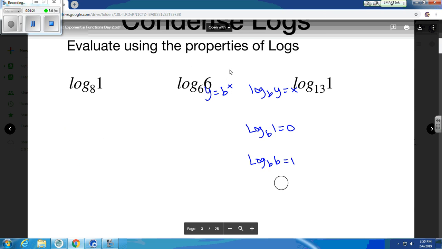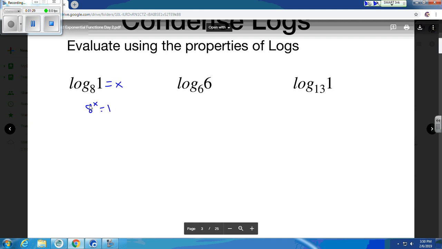Log base 8 of 1. We want to know what exponent is going to make that work. So 8 to what power gives us the answer 1? Anything to the 0 power is 1, so our exponent would be 0. Log base 6 of 6 is equal to what exponent? So 6 to what power is going to give me 6? My exponent would have to be 1.